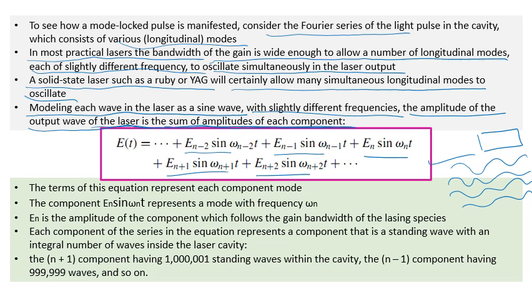The terms of this equation represent each component mode. The component En sin(ωn t) represents a mode with the frequency ωn. This is the frequency of this mode, and there are different modes here. En is the amplitude of the components, which follows the gain bandwidth of the lasing species.